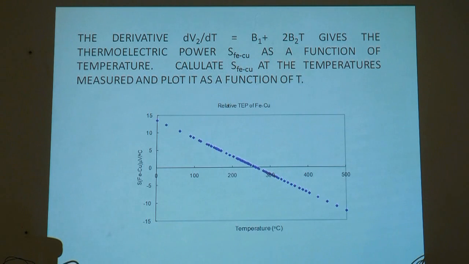So, at each temperature you can calculate thermopower of iron copper, because you know B, you know C, so you can calculate this. Plot the thermopower of iron copper against temperature. It goes to 0 around 250 degrees centigrade, that is the neutral temperature of iron copper thermocouple. That is the temperature at which the thermopower changes from plus to minus.